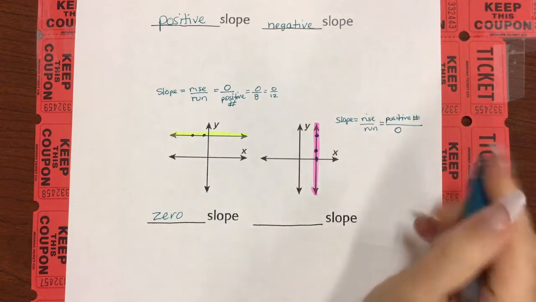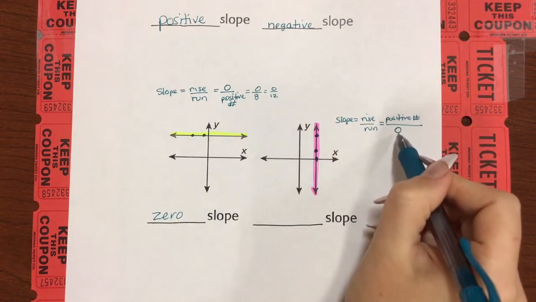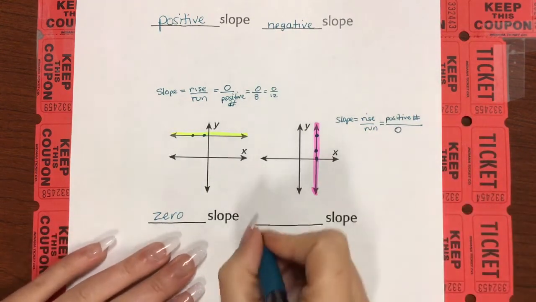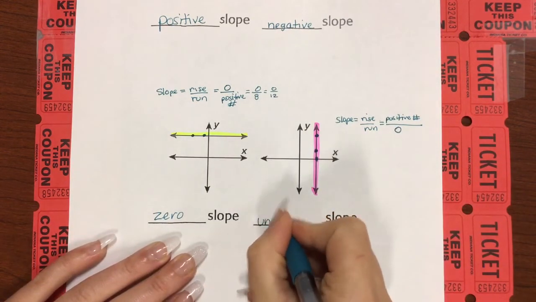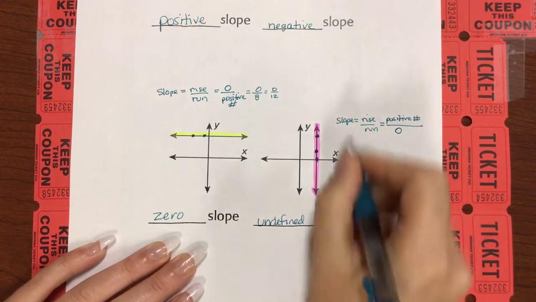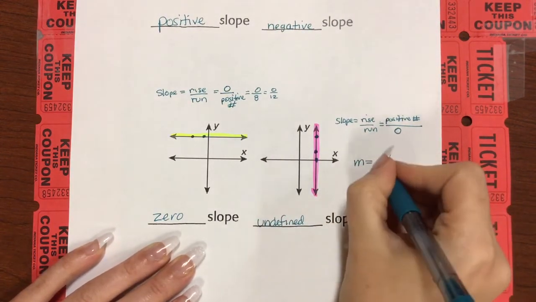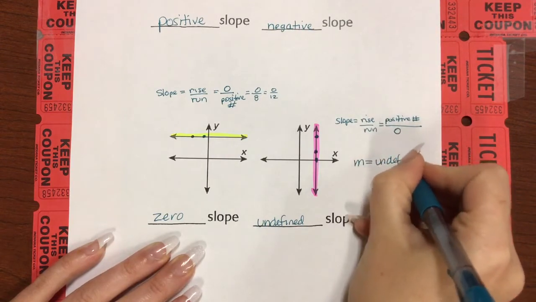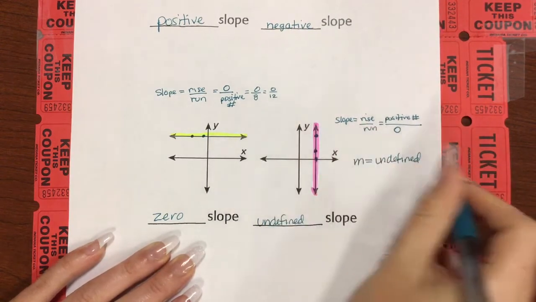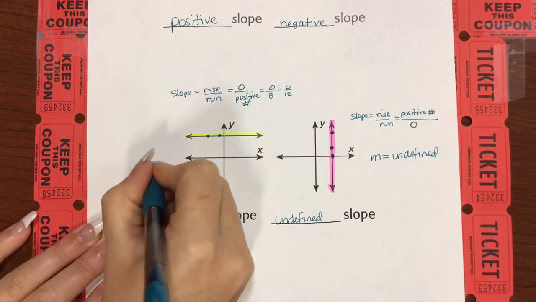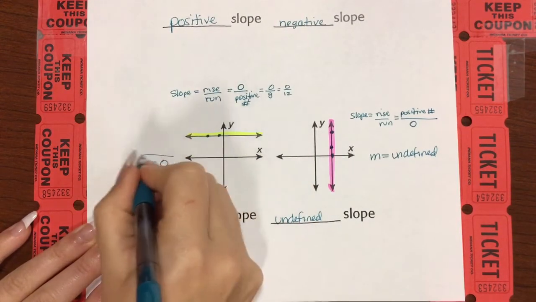Now, anytime you have a 0 in the denominator, what that means is that the slope is undefined. So you'd use the M, for M is the symbol for slope, and you could say the slope is undefined. So for a vertical line, the slope is undefined. Over here, for a horizontal line, the slope is equal to 0.